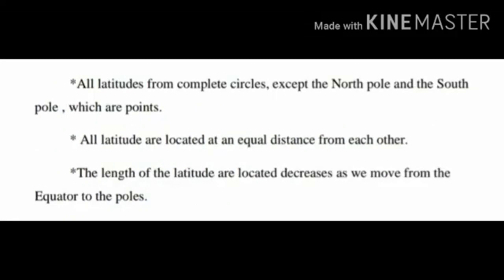Then all latitudes form complete circles except the North Pole and the South Pole, which are points. Then all latitudes are located at an equal distance from each other.